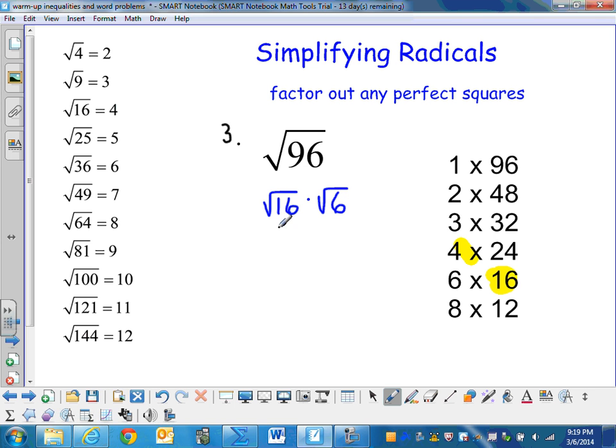I can simplify this further by taking the square root of 16, which is 4, and then times the square root of 6. So the square root of 96 is equal to 4 square roots of 6.